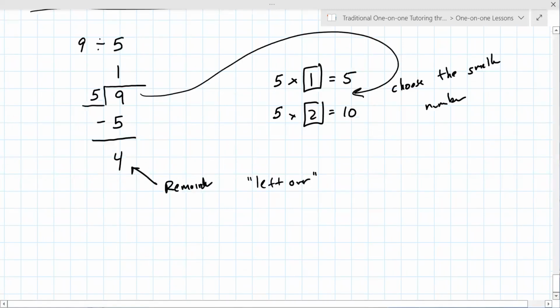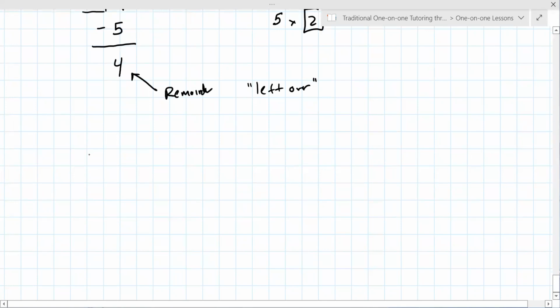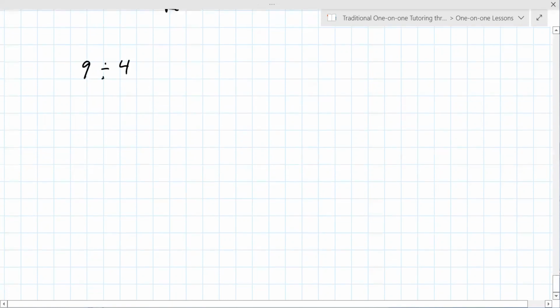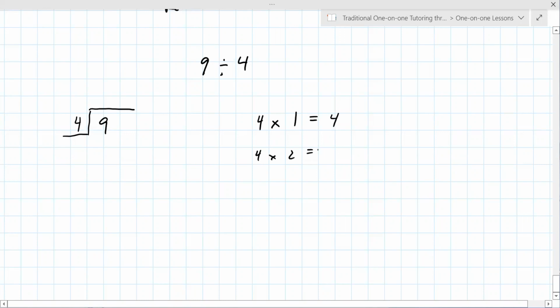Okay, so let's look at another one here. Let's go with 9 divided by 4 this time. So notice the 4 goes inside the house and the 9 goes outside the house. And you've noticed every time I've written out 4 times 1 is 4, 4 times 2 is 8, 4 times 3 is 12, and then I'm boxing these numbers.